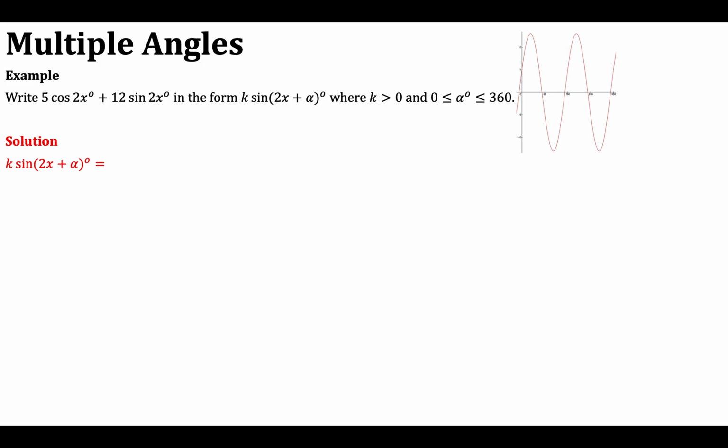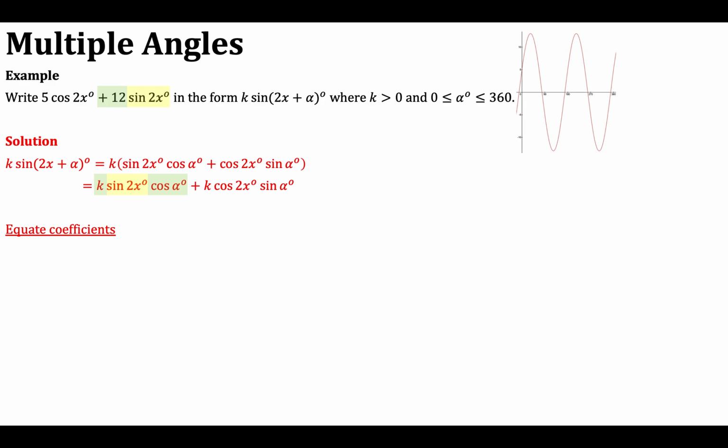So we'll expand what we've been given here, and that gives us k times sine of 2x times cos of alpha plus k times cos of 2x times sine of alpha. Equating coefficients, if we look at our sine of 2x's first, that gives us k times cos of alpha equal to 12. We then look at cos of 2x, and k times sine of alpha is equal to 5.